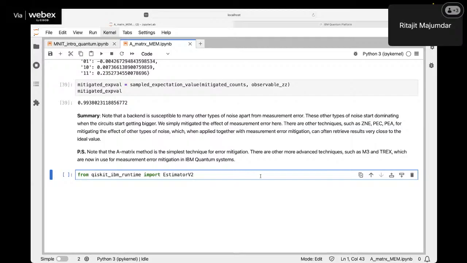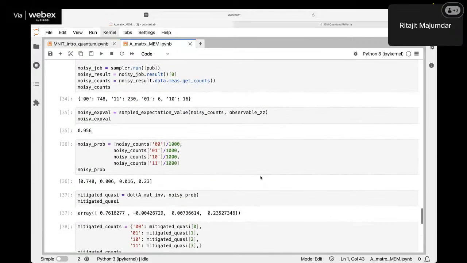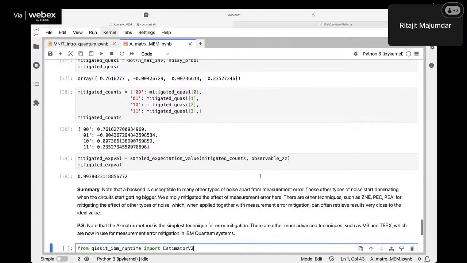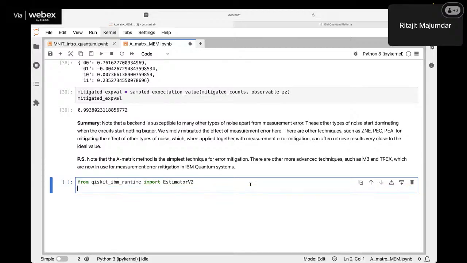not when you need probability distribution. So although I used sampler here just to show you all the steps that are happening, sampler returns you the probability distribution. So error mitigation is not applicable for sampler. Error mitigation is applicable only for estimator. So how do you do that? estimator = EstimatorV2(mode=backend).